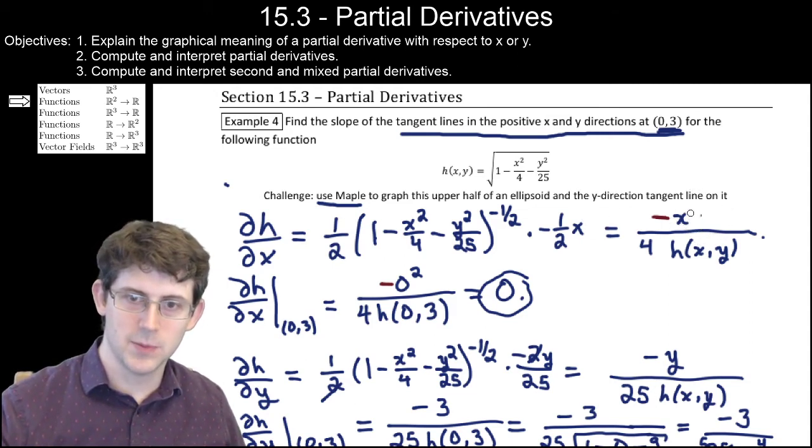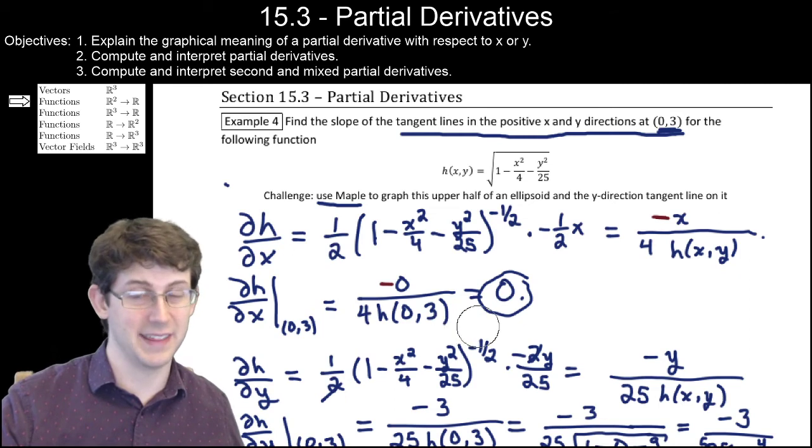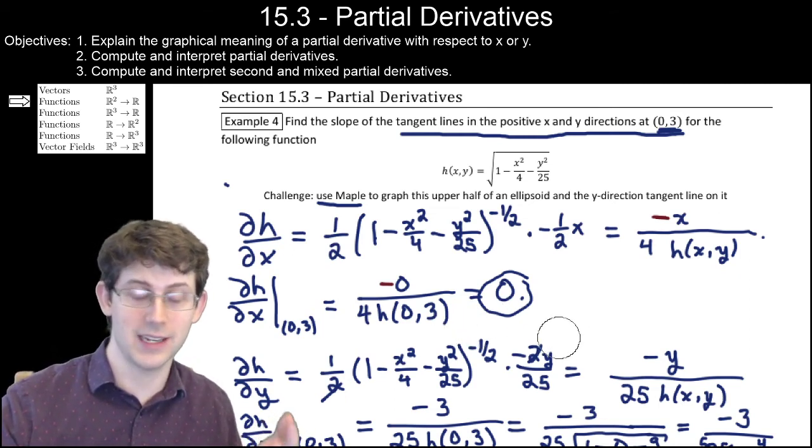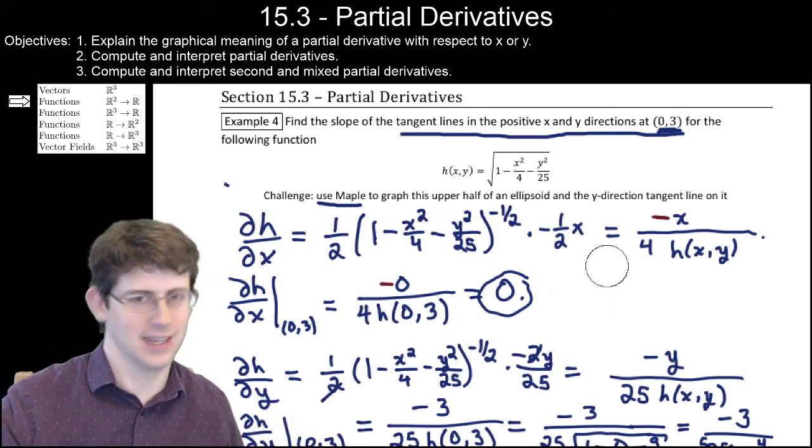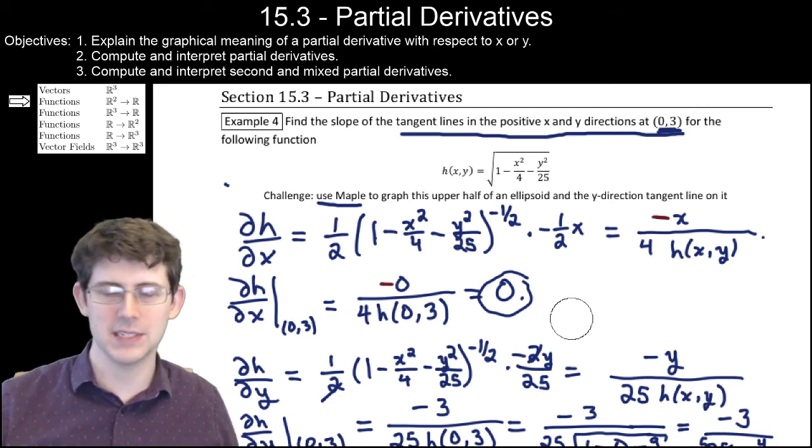So this partial h partial x should not have an x squared on top. That does not change anything about what we did on the previous page, but if you were watching that and you were like, wait, no, what are you doing? Help, stop. That was my mistake. That's fine. You make mistakes sometimes.